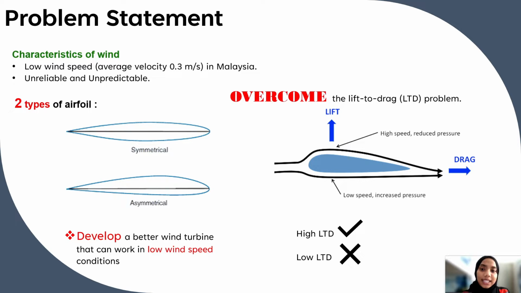So in this study, I am using two types of airfoils, which are symmetrical and asymmetrical airfoils. Both of these airfoils are being tested on whether they can overcome the lift to drag problem in various angles of attack, or to put it better, whether symmetrical or asymmetrical is best to overcome the problem. So it is very important to have an airfoil that has a high lift to drag ratio in order to overcome the lift to drag ratio problems.